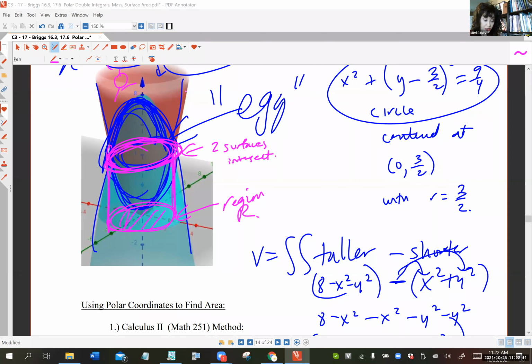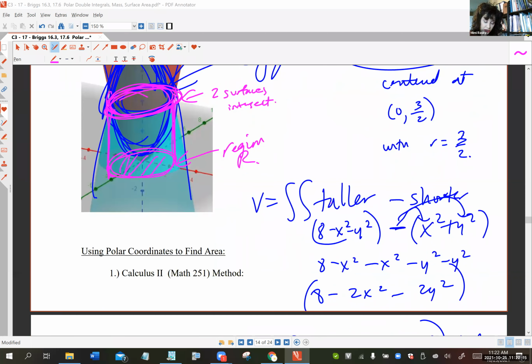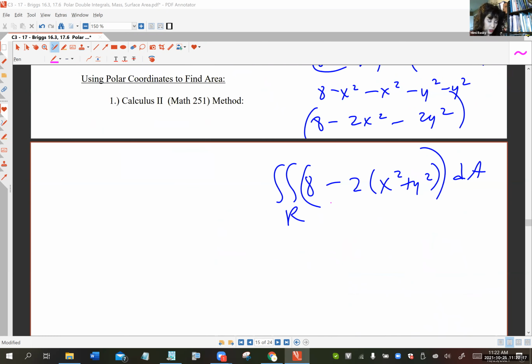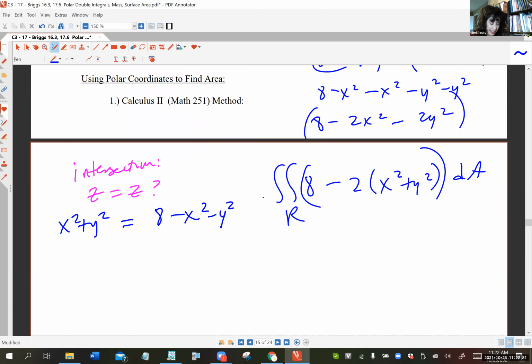So if you're going to figure out the region of integration down here for this particular solid, so that you can even set up the double integral, you will set these two surfaces equal to each other. So you're going to figure out the intersection. So when does z equal z is the question. Ha ha. So when does the upward facing paraboloid intersect the downward facing paraboloid? Now, you have to be careful here. You don't want to screw this up.